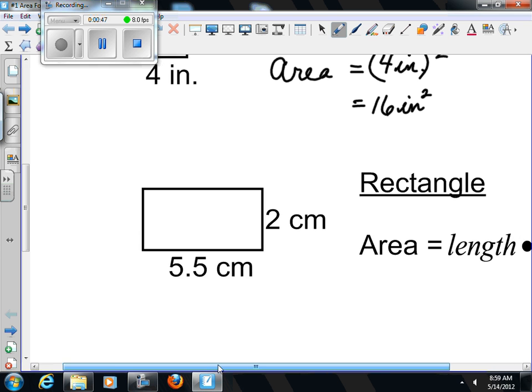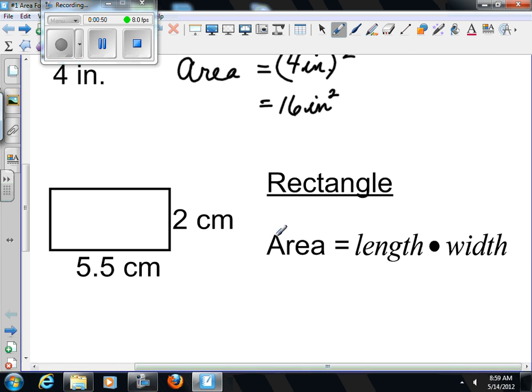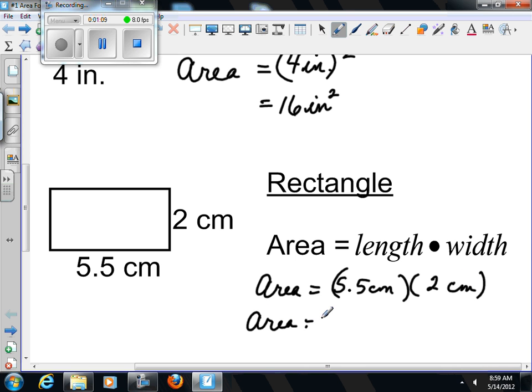Now, for this rectangle, a rectangle has a formula: area is equal to length times width. So in this particular rectangle, we want to take the length, which is 5.5 centimeters, and multiply it by the width of 2 centimeters. Now, we know because it's area that we're going to get square centimeters for our answer. So if we say 5.5 times 2, we are going to get 11 square centimeters.